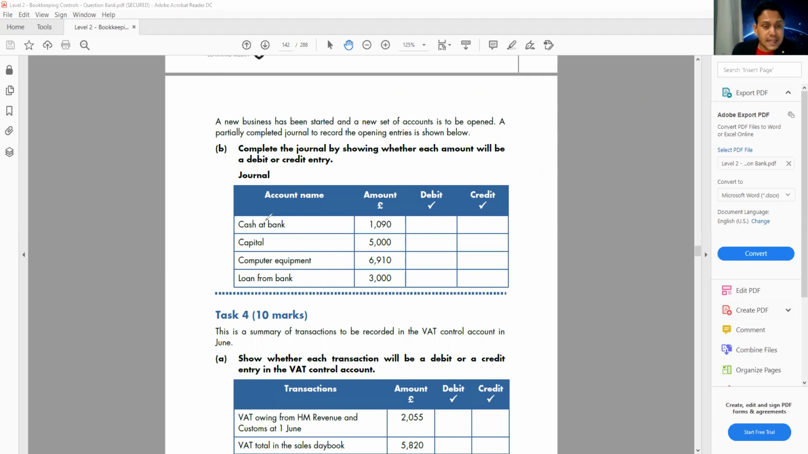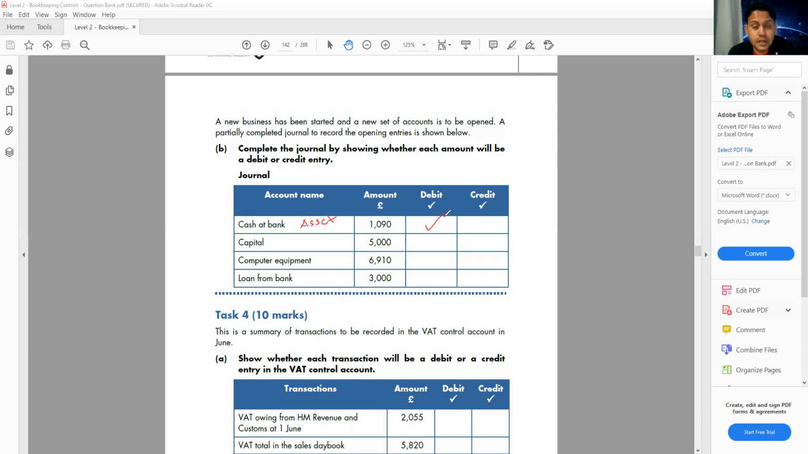The first one says cash at bank. Cash at bank, is it debit or credit? Cash at bank is our asset, isn't it? Cash at bank is our asset, and an asset is always our debit. Cash at bank is always our debit.